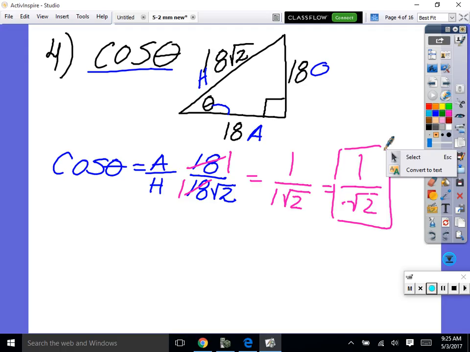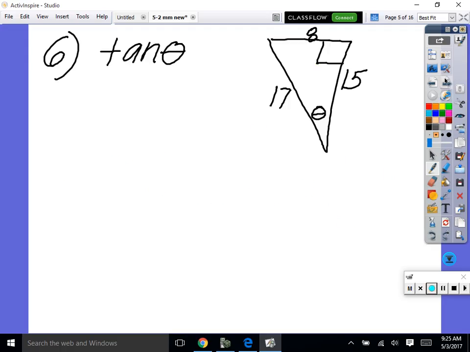That was easy. That's what we're doing. So number 6, it says find tangent of theta. Now you have to look. Do I have all the sides? Yes. Okay, so we can go ahead and answer the question. So what's the saying here? Okay, so tangent of theta is, oh heck, another hour, isn't it, of agony?